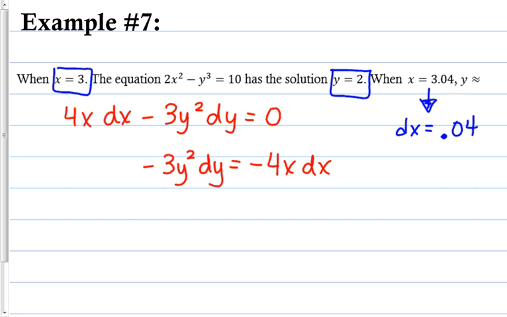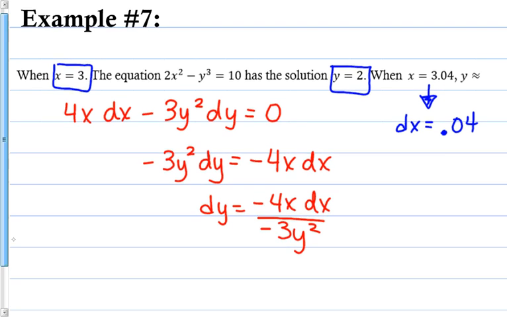So negative 4x dx. Alright, next step, dy. Still trying to get that by itself. Kind of like implicit. So I'm going to divide by negative 3y squared. So negative 4x dx over negative 3y squared. Okay, so dy is by itself. Now this would probably be a good opportunity to go ahead and plug in all the stuff that I do know, because I know stuff. I know what x equals, I know what y equals, and I know what dx equals. So just plug it in.